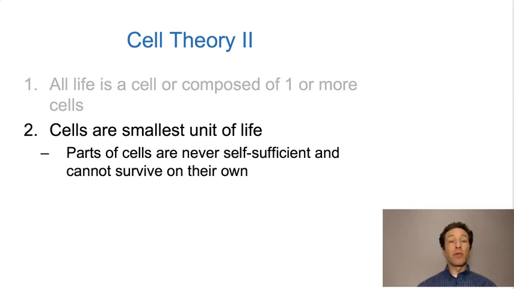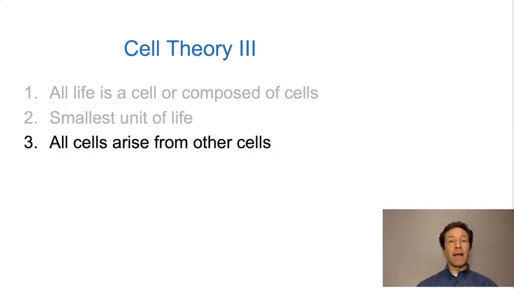Cell theory point 2 is that cells are the smallest unit of life. Of course, cells are made up of smaller organelles and macromolecules, but the parts of cells themselves are never self-sufficient and cannot survive on their own. As a result, we wouldn't refer to particular organelles of a cell in themselves as being living things, even though the cell could be referred to as a living thing. So cells are the smallest unit of life. The third aspect of cell theory is that all cells arise from pre-existing cells.